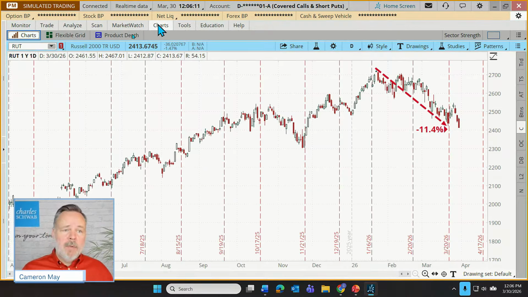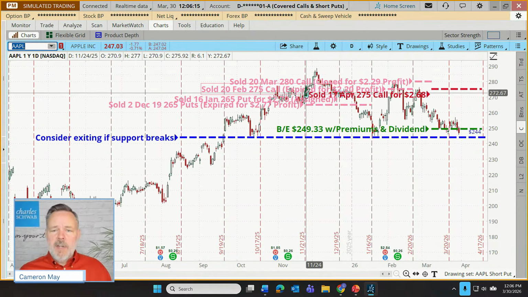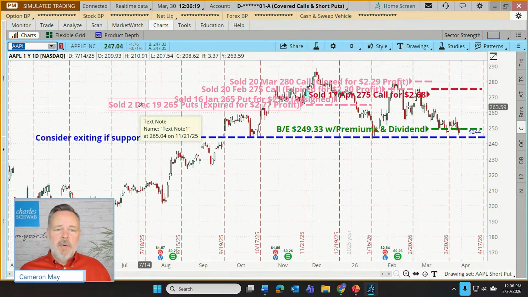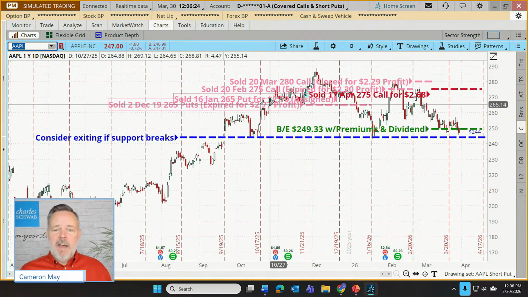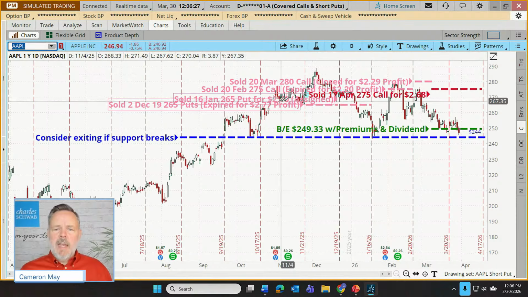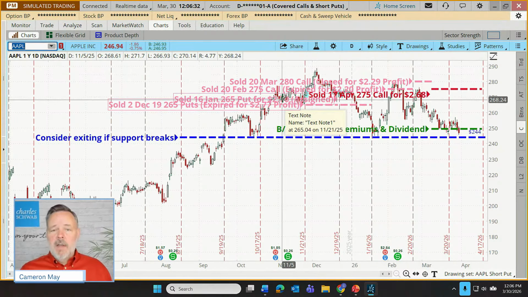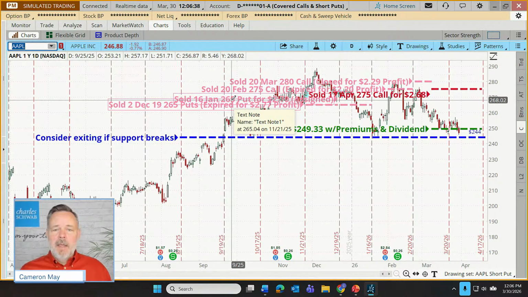So let's go look at our Apple chart. So here's what we've been doing. We bought the shares back here, but this actually started off as a short put position. We sold a couple of puts. Those expired. We made about $550 from those puts. We sold some more puts. Those were assigned, but we made another $550 from those puts in realized income, but we were assigned the shares at 265.